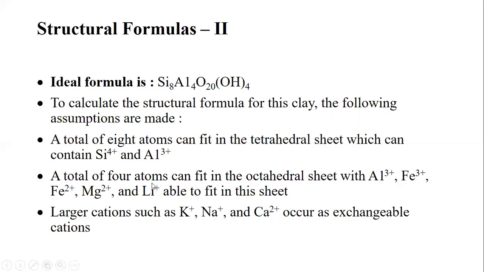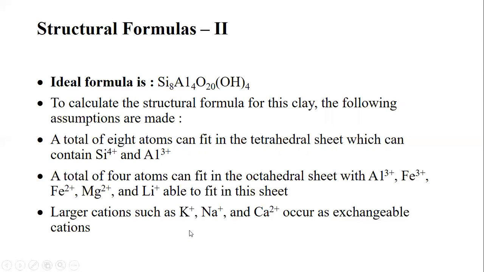A total of 4 atoms can fit in the octahedral sheet with aluminum. Here we have many choices: aluminum, iron, ferrite, ferrous, magnesium, and lithium. They are all able to fit in this sheet. So this 4 can be aluminum and some of those too.